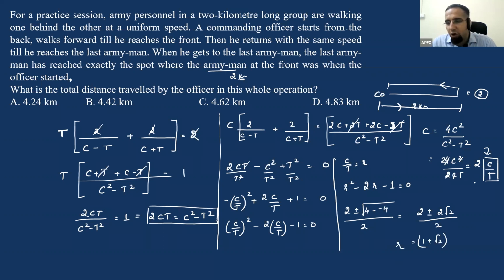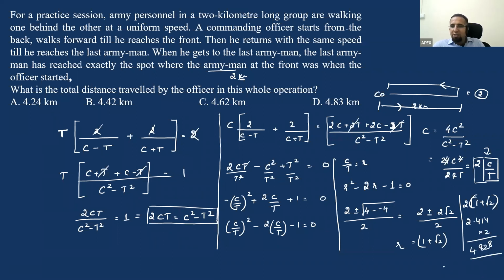I repeat, our job is to calculate the value of 2r. And therefore our answer becomes 2 into 1 plus root 2. So root 2 is 1.414. 1 plus 1.414 is 2.414. So that is 2.414 into 2. 2 fours are 8, 2 ones are 2, 2 fours are 8, and 2 twos are 4. That's 4.828, which is going to be 4.83 kilometers. So again, not an easy question, but a very good application-based question, guys.